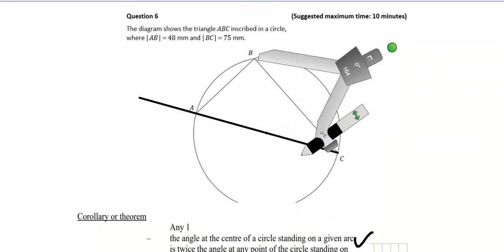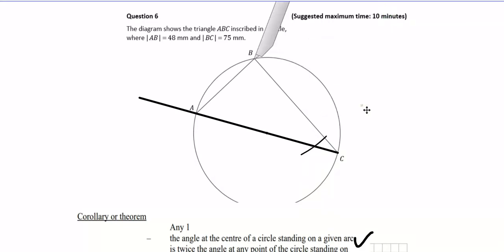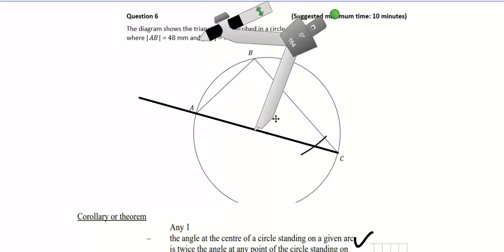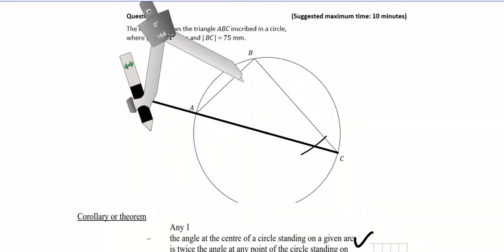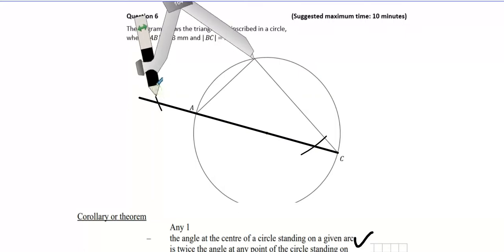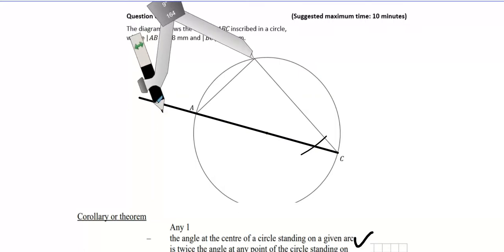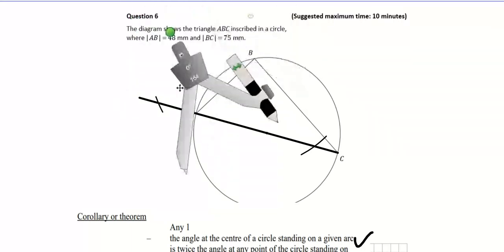So I'm going to do 2 marks away from B. Here's my first mark here. And then my second mark will be over here. Now what we can say is that these 2 points are equidistant from B.